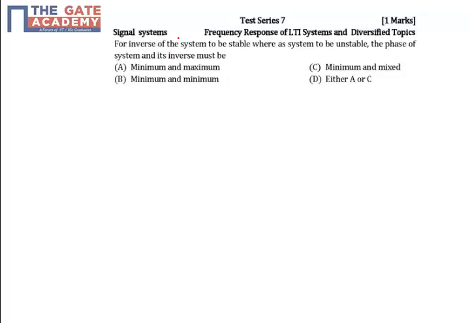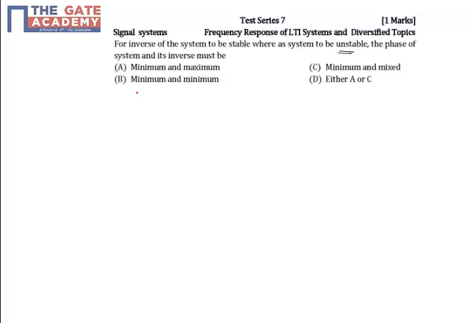So in a given problem, it is given that the inverse of the system is stable, whereas the system is unstable. That means the given system is unstable but the inverse of the system is stable. Then he is asking what the phase of the system and its inverse must be.